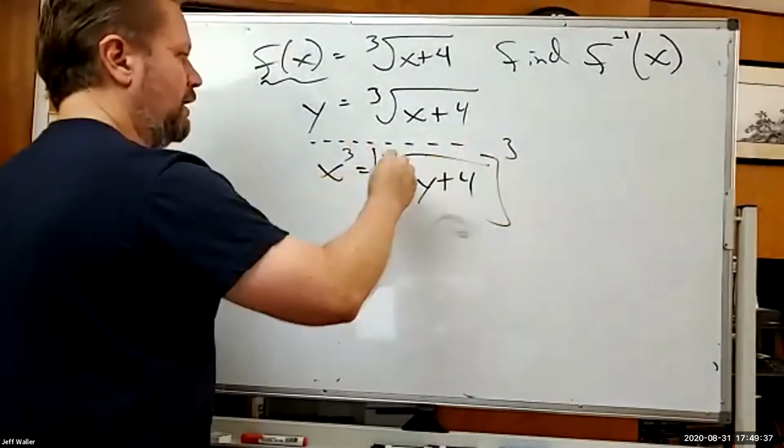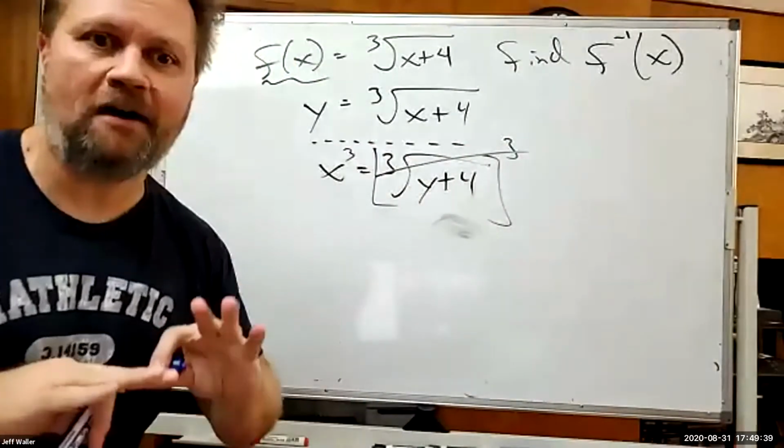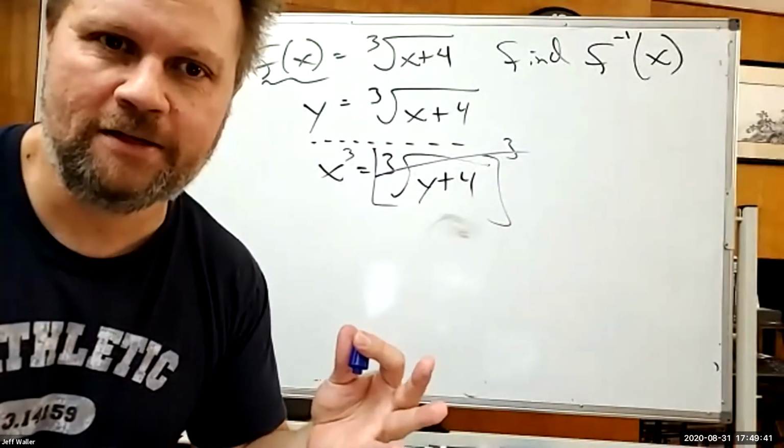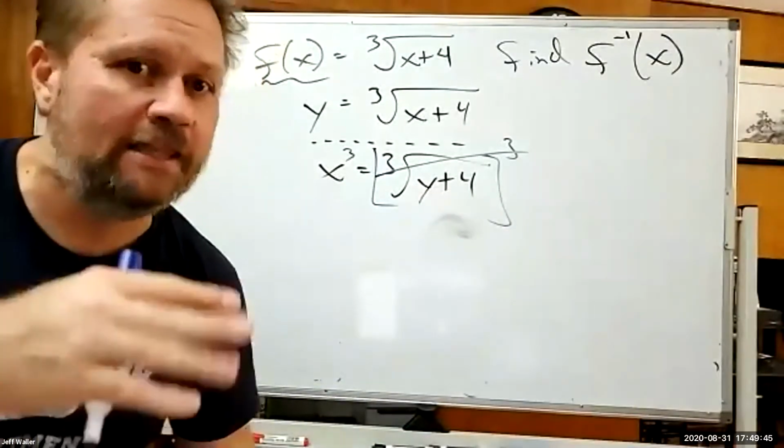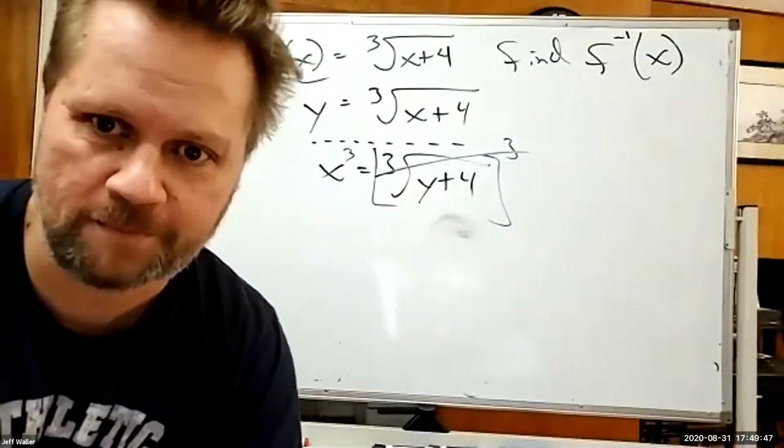And so am I not collecting all the opposite operations? So of course I'm going to end up with the function that does all the opposite operations in the opposite order. This is too awesome.